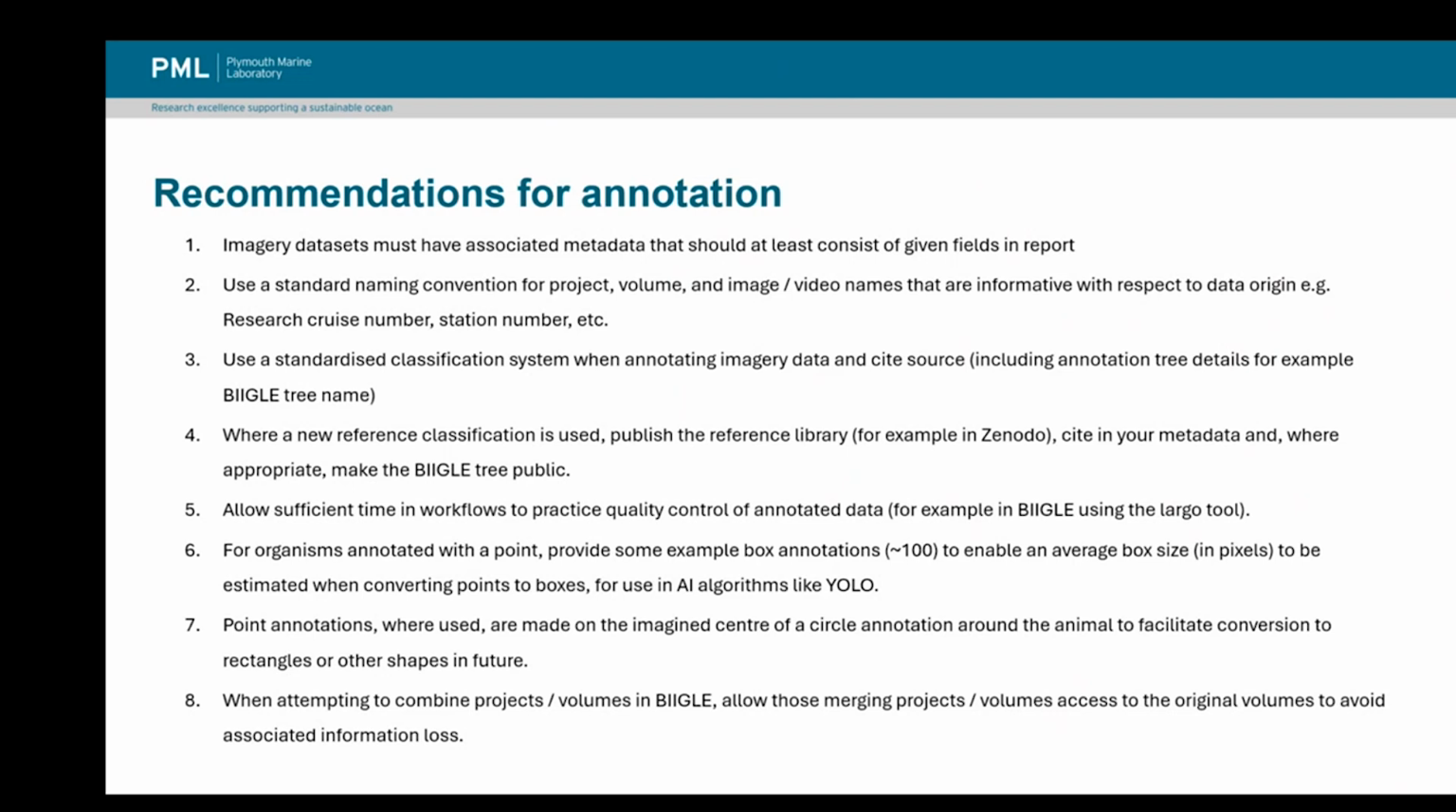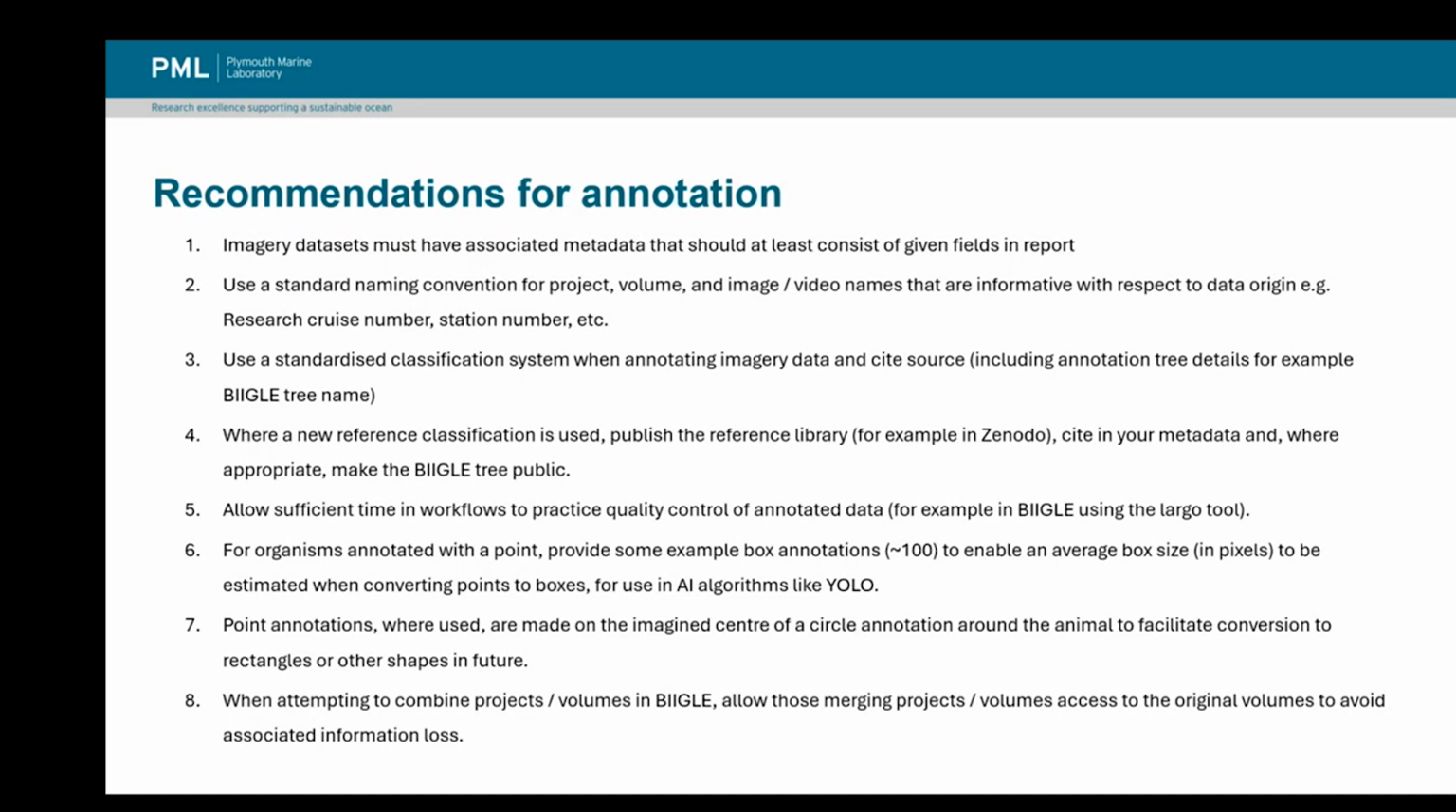Quality control is super important. We need to start building in time to practice this in workflows, and between project checking. I think from an AI perspective, these are the more important things. For organisms annotated with points, sometimes it's just better to annotate with a point. There's reasons why you might want to do that.